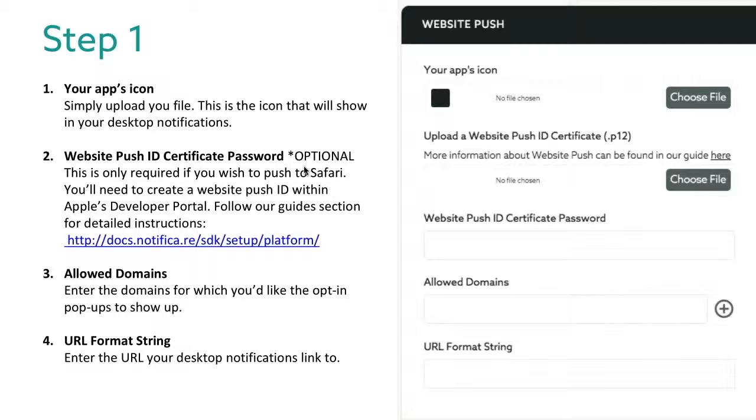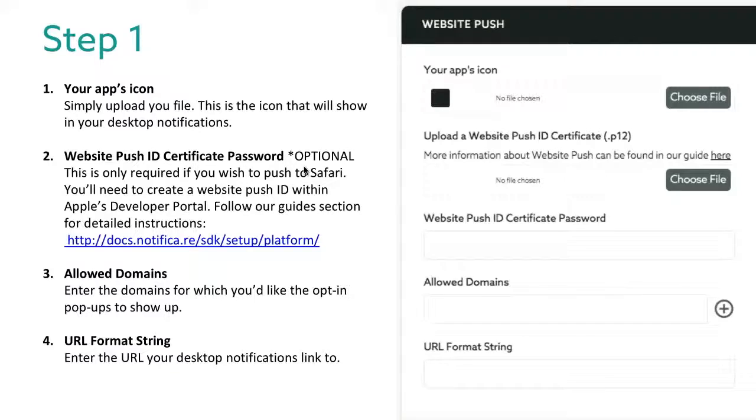The third field there is allowed domains. That's where you choose which domains are going to pop up the option for people to opt in for your notifications. So in our case, it's just notificare.com. If you go to any page under that domain, you're going to get the pop-up asking you to opt in. And finally, URL format string. That means what page your desktop notifications link to when a user receives them and clicks on them. In our case, we have our blog page.